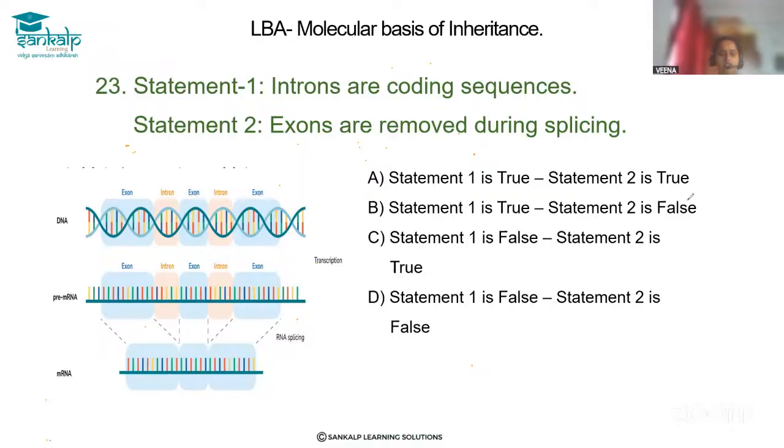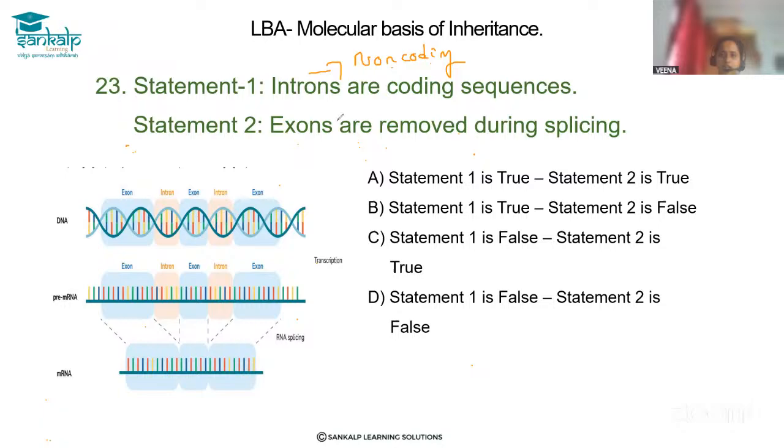Let's solve question 23. Statement 1: Introns are coding sequences. Statement 2: Exons are removed during splicing. Dear student, just read the statements properly. Is it true that introns are coding sequences? Not right. Introns are non-coding sequences.